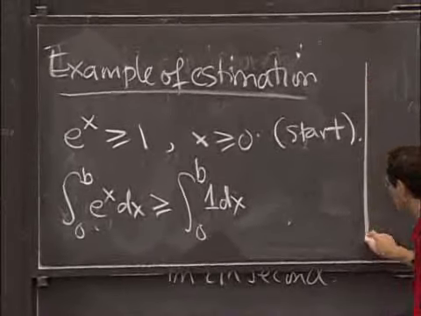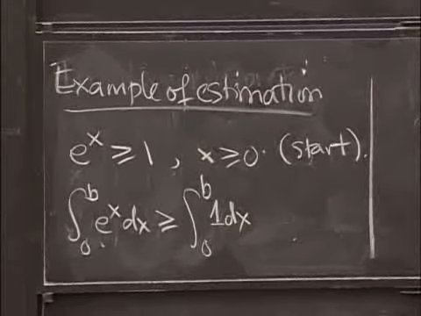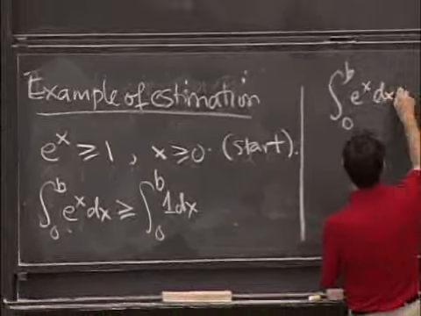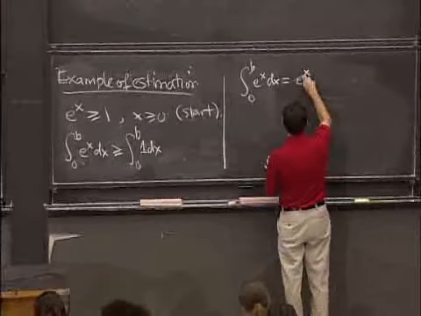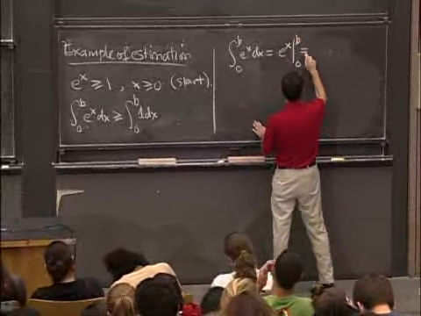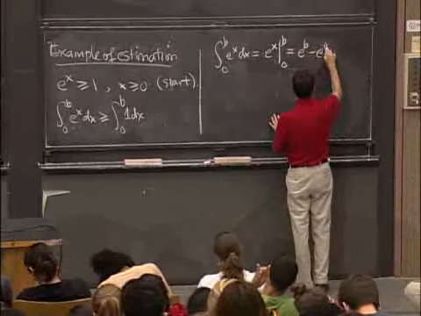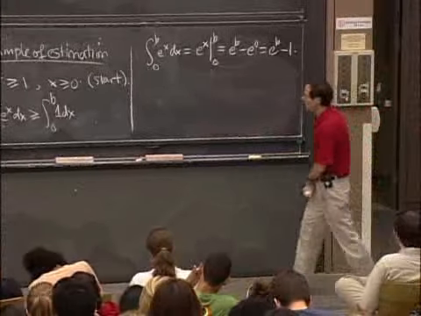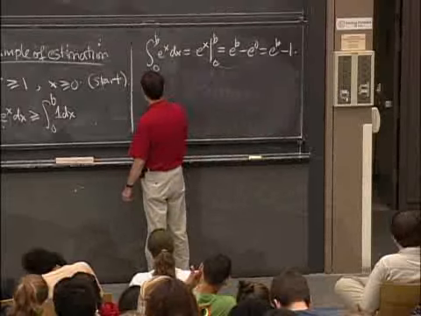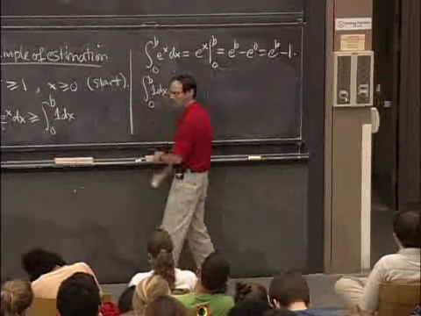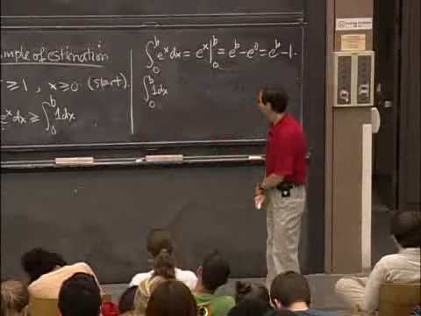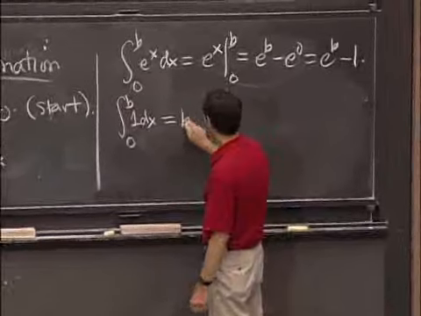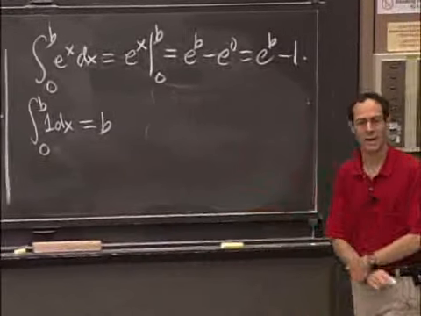All right, let's work out what each of these is. The first one, the integral of e to the x dx, the antiderivative is e to the x evaluated at 0 and b. So that's e to the b minus e to the 0, which is e to the b minus 1. The other one, you're supposed to be able to get by the rectangle law. This is one rectangle of base b and height 1. So the answer is b. Or you can do it by antiderivatives.